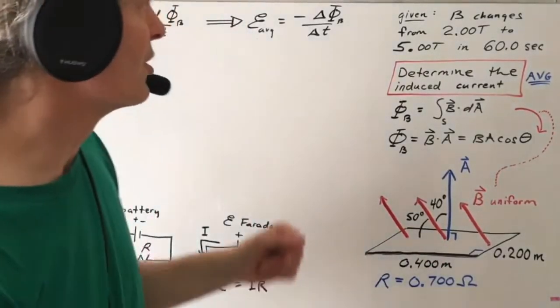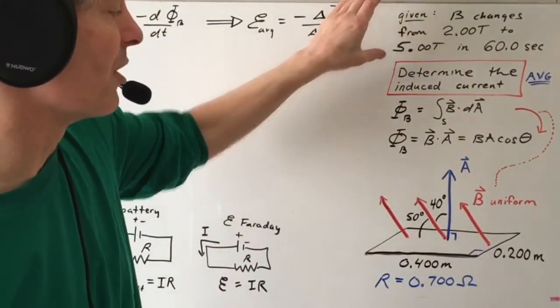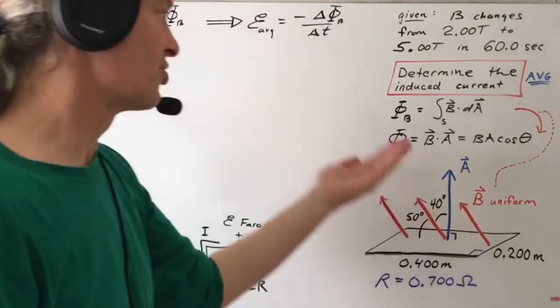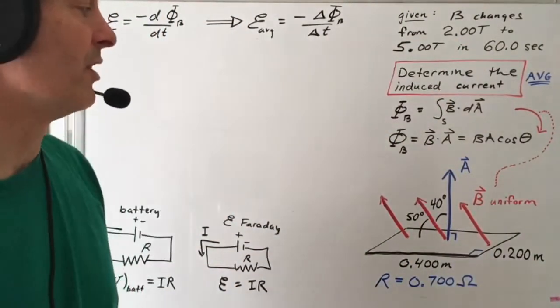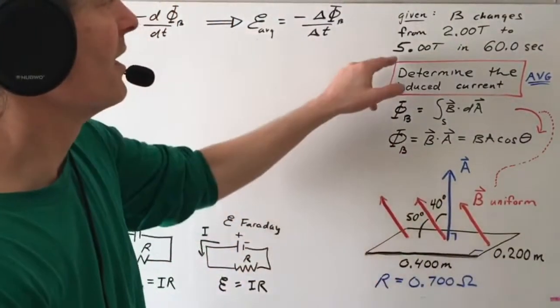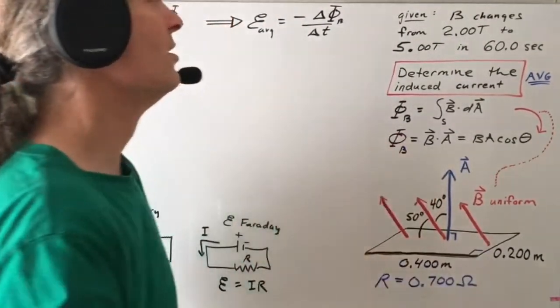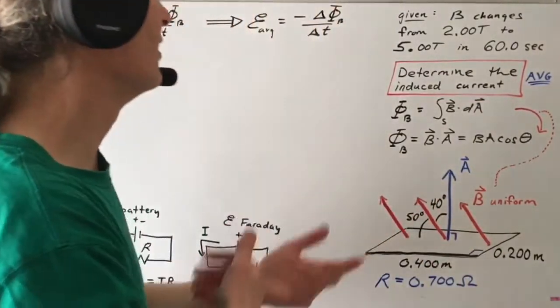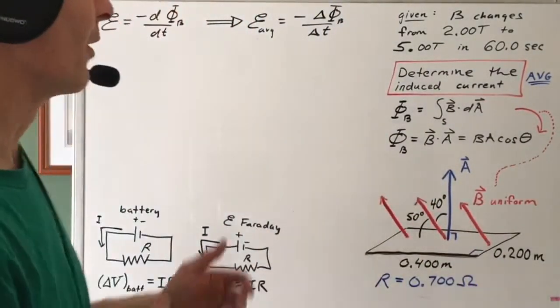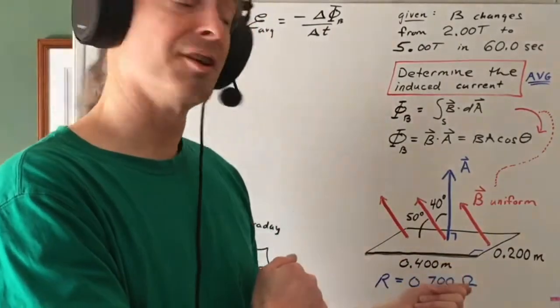And I say average because we're not given any information about the pace at which this change takes place. We just know at the beginning of the 60-second interval, the magnetic field has a strength of 2 Tesla, and at the end, it's got a strength of 5 Tesla. So the best we'll be able to do is calculate an average induced voltage and then an average induced current. All right, why is there going to be a voltage and current in the first place?